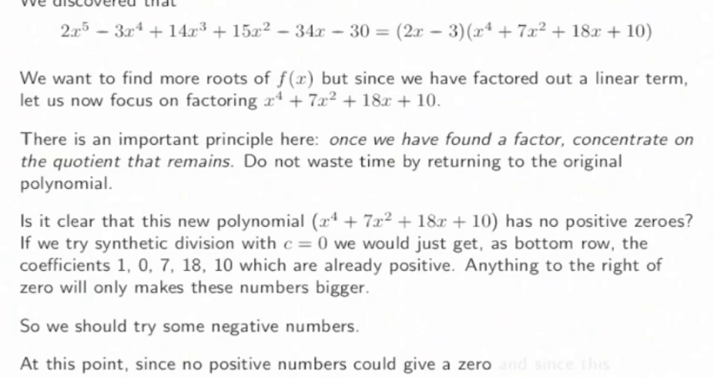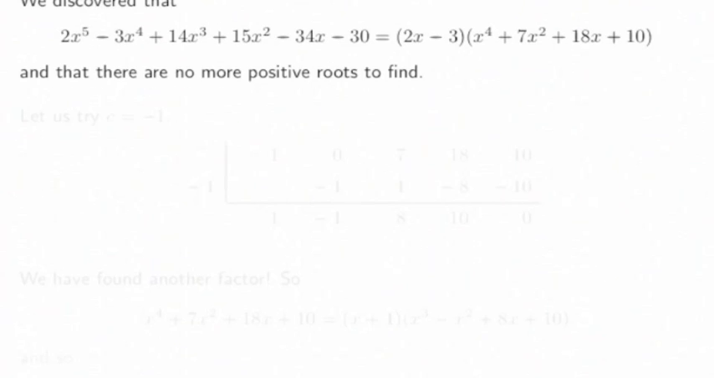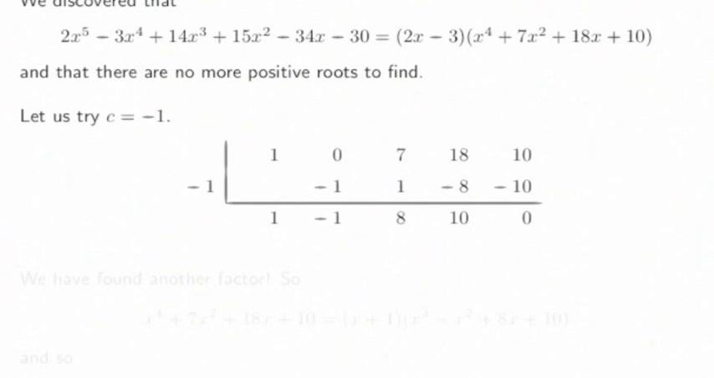At this point, since no positive numbers should give a 0, and since this polynomial here has constant term 10 and leading coefficient 1, the test set of possible rational roots has shrunk considerably to just minus 10, minus 5, minus 2, and minus 1. This is a great improvement. All right, so we've factored this polynomial just a little bit, still have a fourth degree polynomial. We know there aren't any positive roots to try, so let's try a negative root.